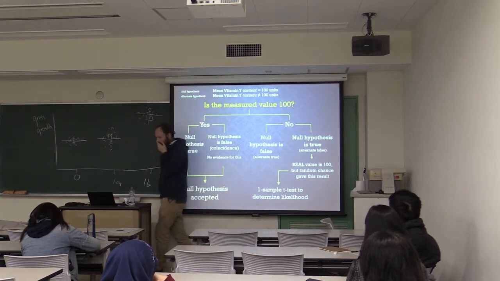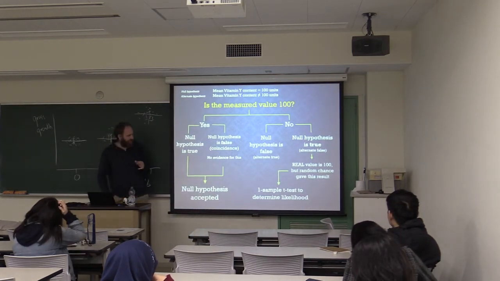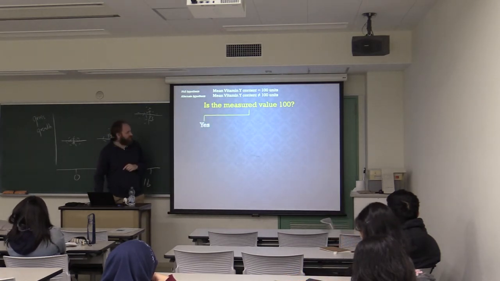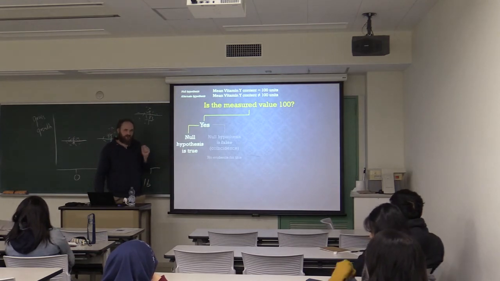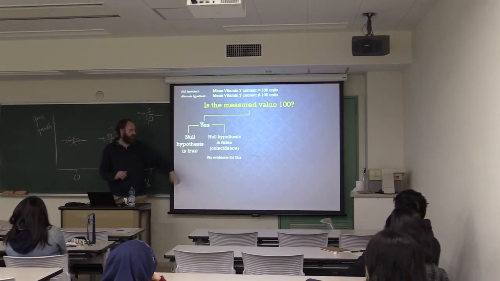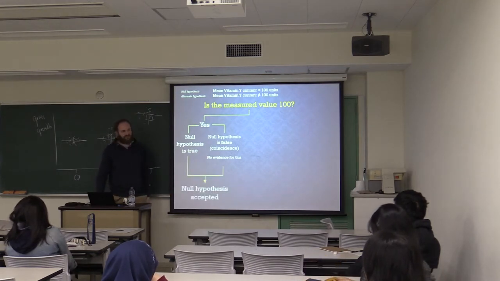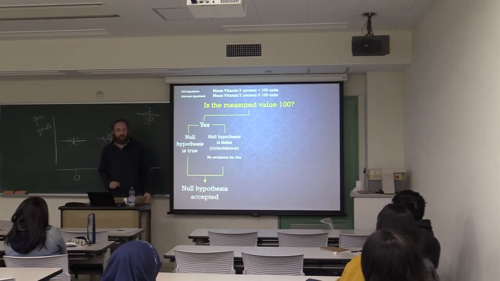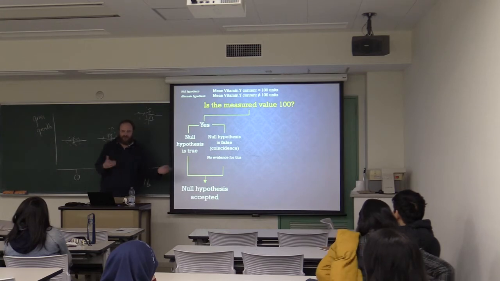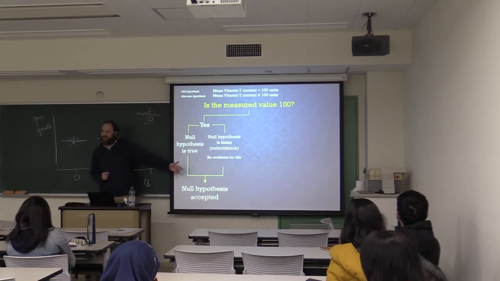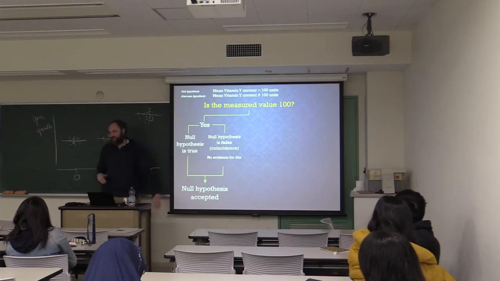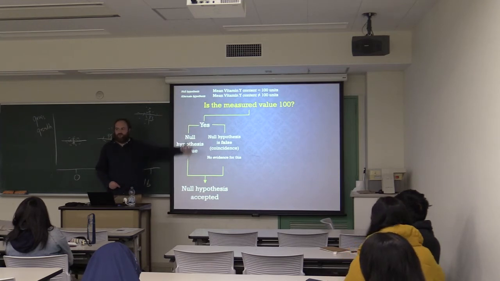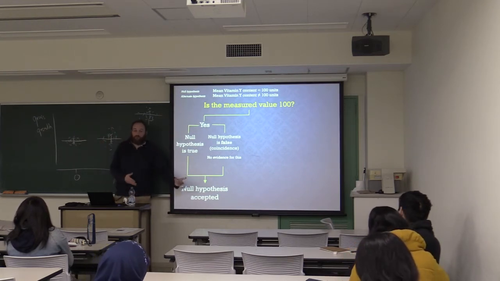Okay, let me run through that again. One more time: is our measured value 100? If yes, maybe the null hypothesis is true, maybe it is false, but we don't have any evidence for saying that, so we just accept the null hypothesis. If we did have some evidence that the null hypothesis is actually false, and that our sample was skewed for whatever reason, then maybe we could do another experiment. But within this experimental setup, we just have to accept the null hypothesis. We measure 100, so the null hypothesis is probably true.